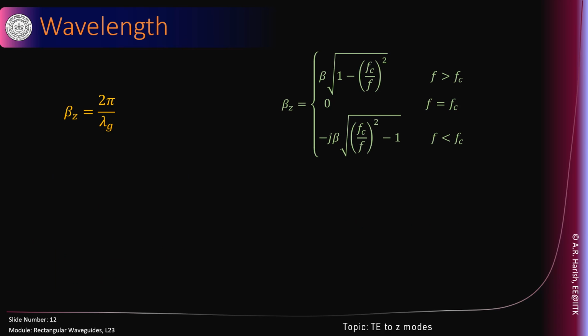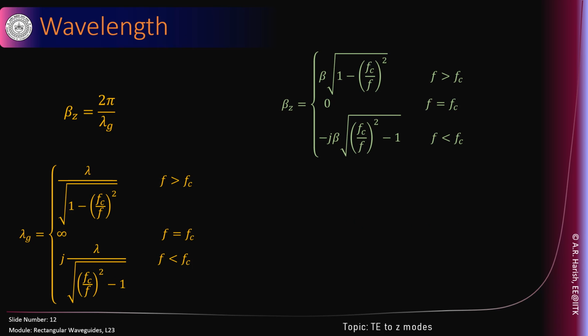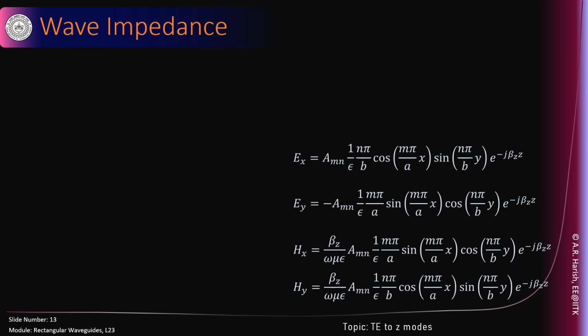Now you can compute the wavelength. Beta z is 2 pi by lambda g. Therefore, lambda g turns out to be greater than lambda. So the wavelength is longer as the frequency of operation is greater than fc. When frequency of operation is equal to fc, wavelength becomes infinity. Very interesting.